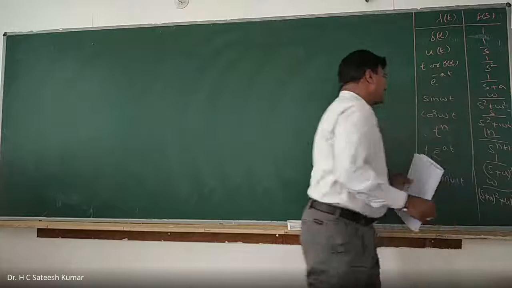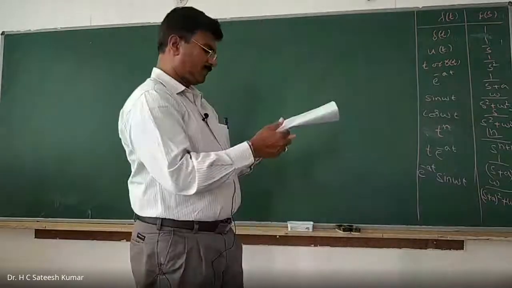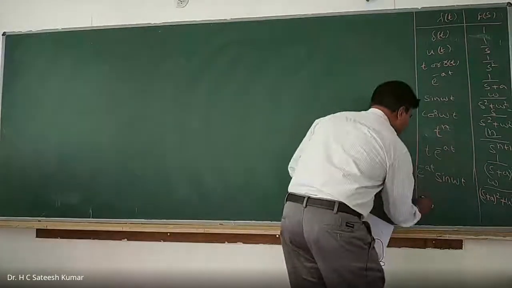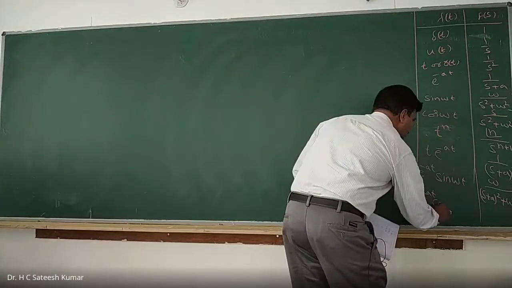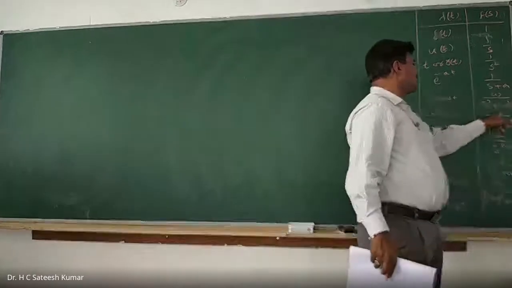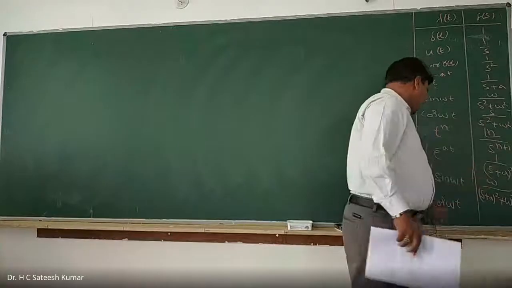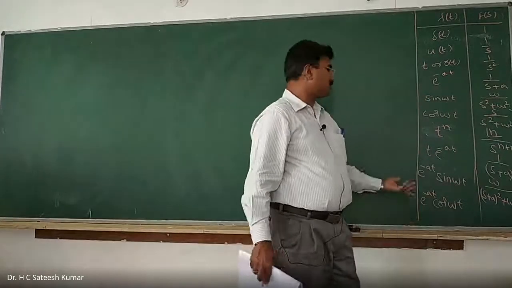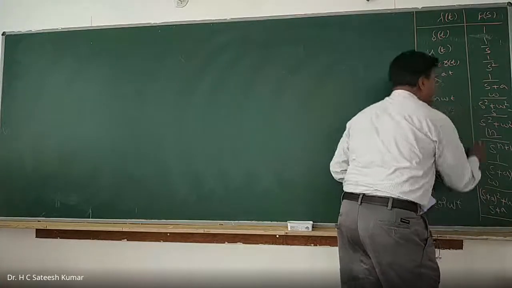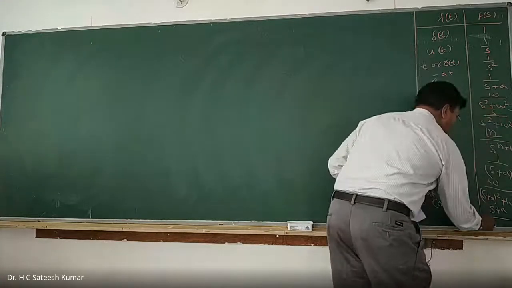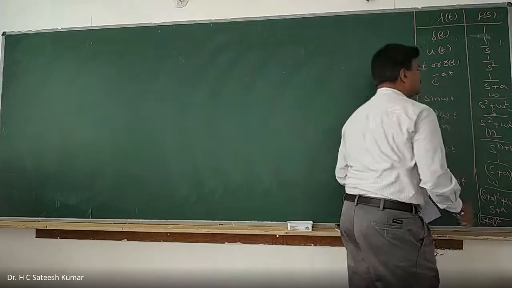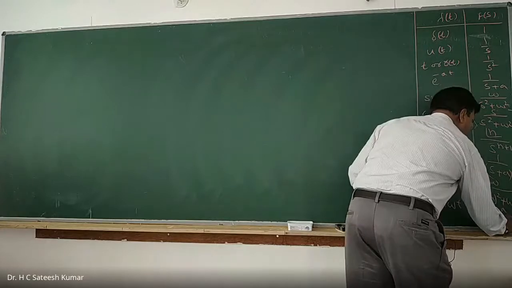This property we use extensively in control systems. And e to the power of minus at into cos omega t. What is cos omega t? S divided by s square plus omega square. Multiply by exponential means replace s by s plus a, wherever s is there, in the numerator also. Therefore we get s plus a divided by s plus a whole square plus omega square.